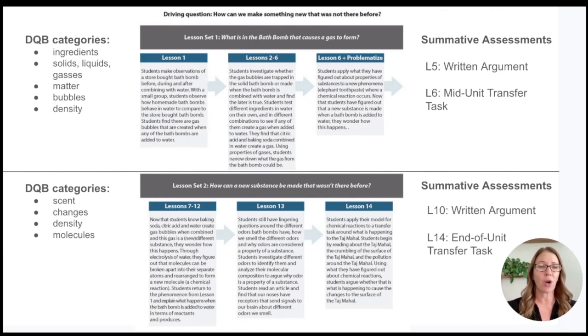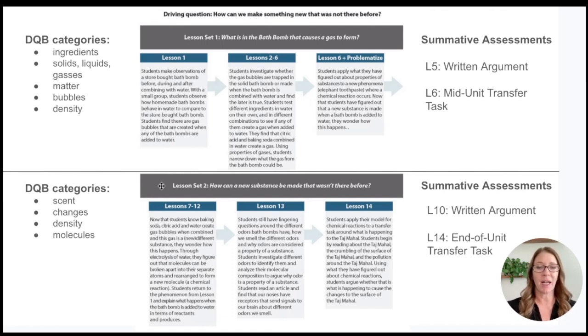There is a written argument, a summative assessment that can be found in lesson 5. And then lesson 6 has what we call a transfer task. This is the mid-unit transfer task where students will apply the science ideas that have been figured out to a new scenario. And so this one's going to be elephant toothpaste.